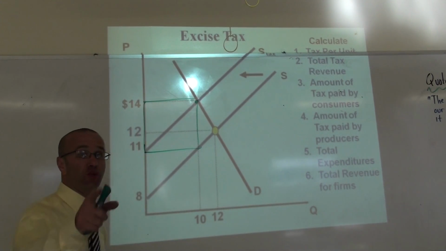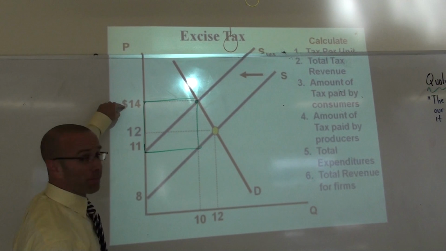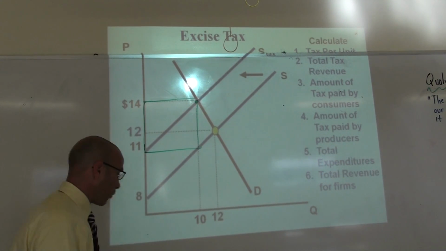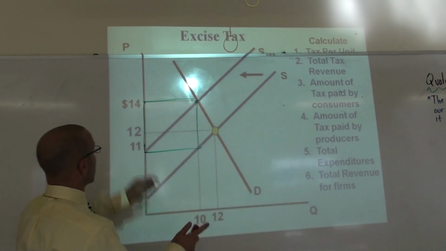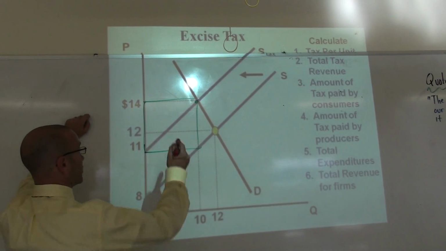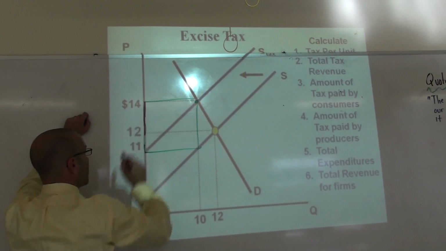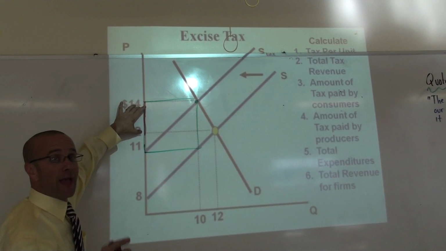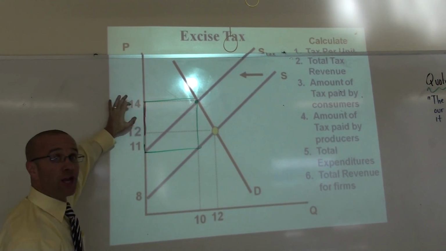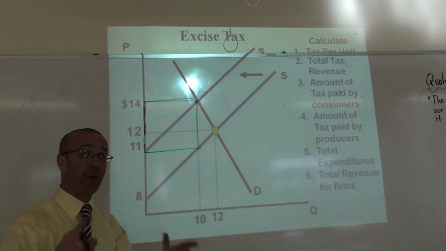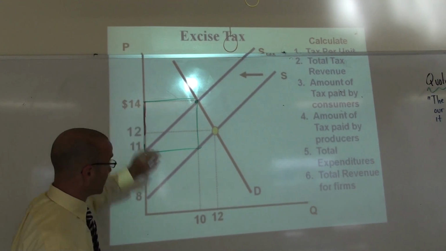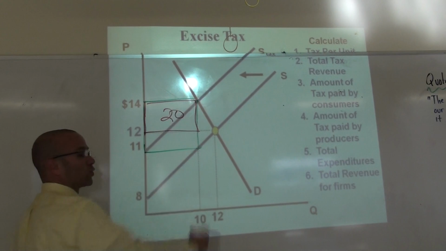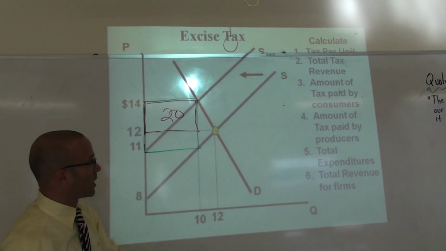How do you find consumer tax incidence? You take the price that the buyers are now paying, and you subtract the price that they were paying. So they're now paying 14, they were originally paying 12. That's right here, right? So this is the incidence that the consumers pay per unit. This is $2 per unit. 2 of the $3 is paid by the consumer. $2 times 10 gives you this box. That's worth $20.